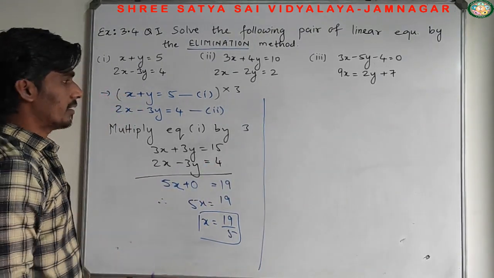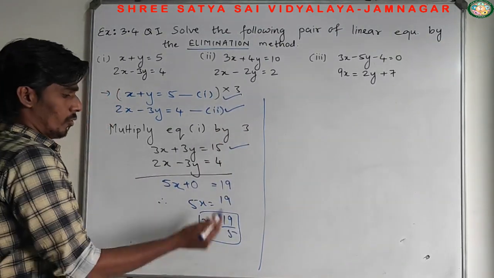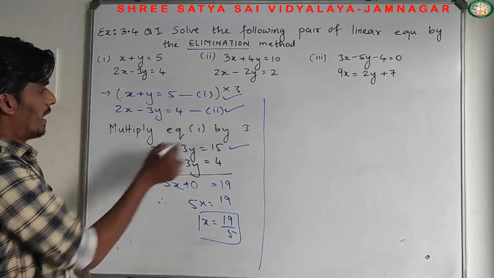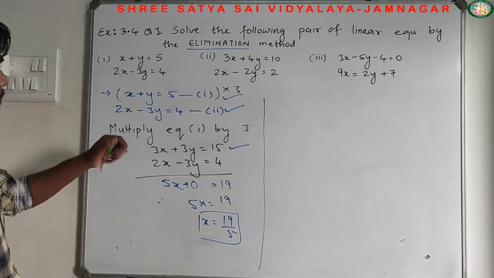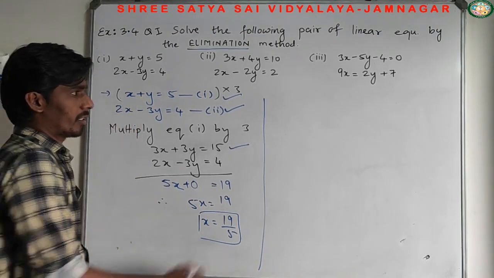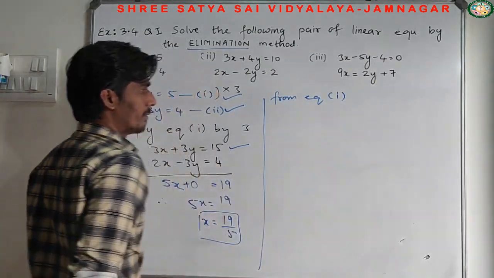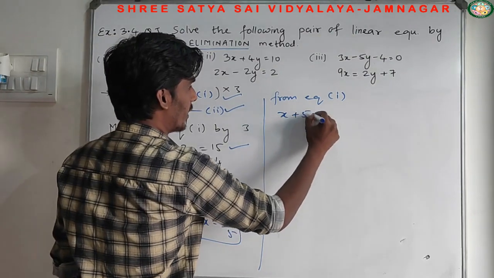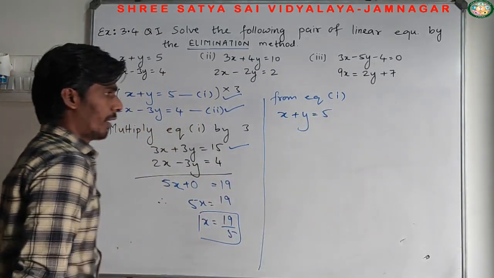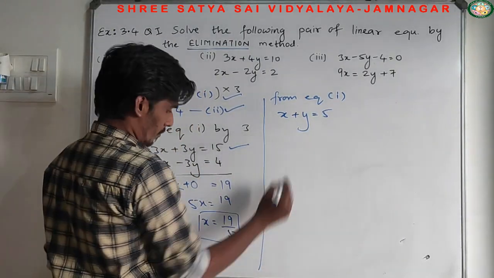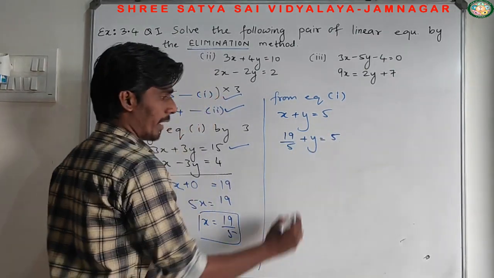Now we got many questions here. 3 questions I got. This is the first one, second, and this is the third. So replace this value, 19 by 5, in any of these equations. कोई भी इक्वेशन हमें रिप्लेस करना है. So better I'm going to use it here in the first equation. From equation 1, x plus y equals 5. Now instead of x, replace this value: 19 upon 5 plus y equals 5.